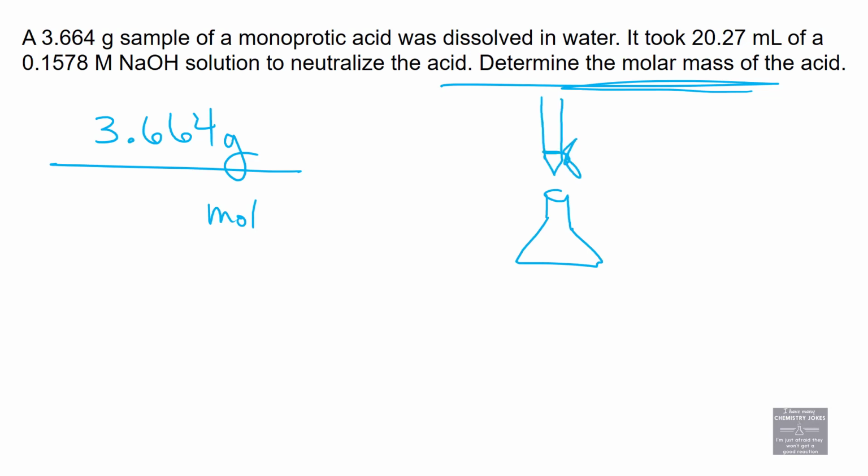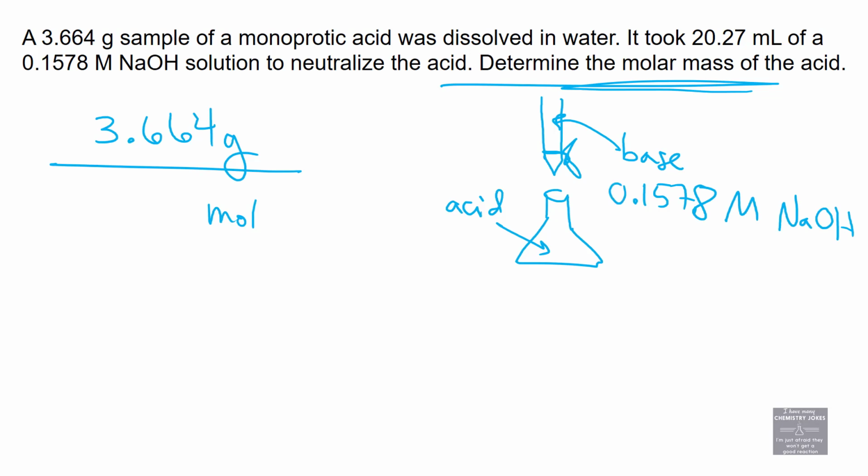When I read a titration problem, I think in terms of pictures, and I would encourage you to think in terms of pictures. This monoprotic acid was dissolved in water, so I'm putting my acid in there. And I'm putting base in there. I'm putting 0.1578 molar sodium hydroxide in that burette. And I know precisely that it took 20.27 milliliters of this base to neutralize the acid.